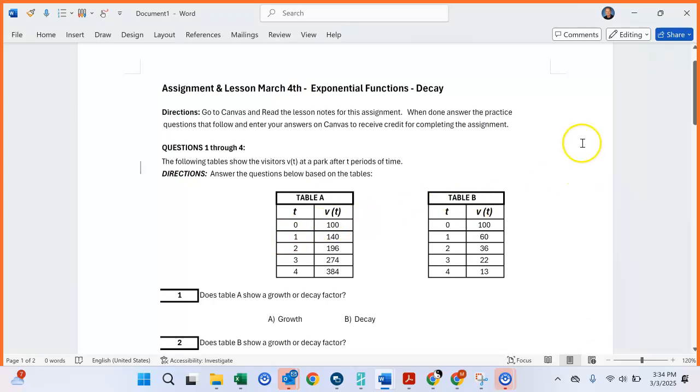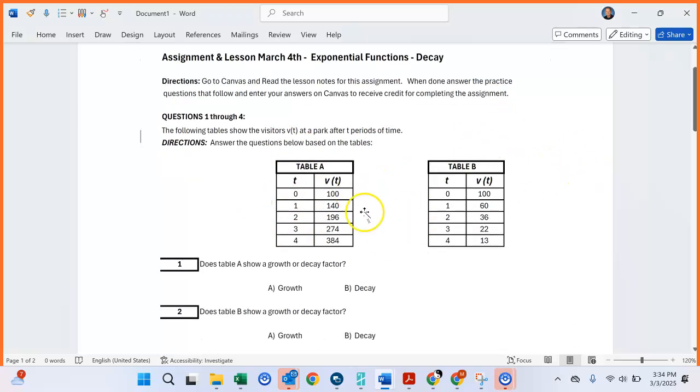Okay. So the first question we get is this one right here. We've seen this before. This table says the number of periods of time right here, how much time, and how many visitors at a park right here, okay? So question number one, does table A, this one, show growth or decay? A decay factor. Well, what you have to do is you have to find out what is happening to V(t), or the visitors, when time gets bigger.